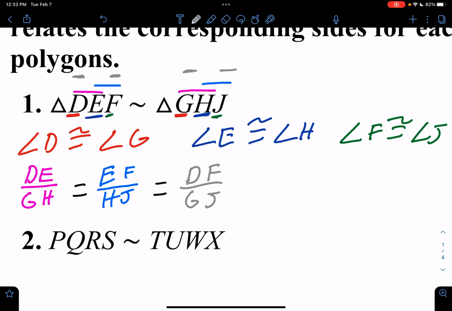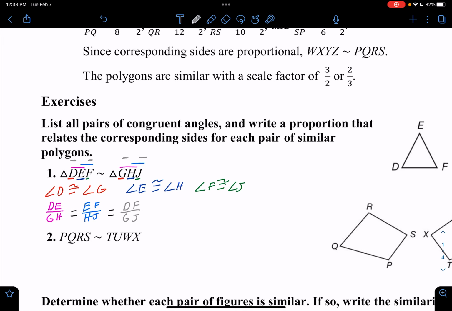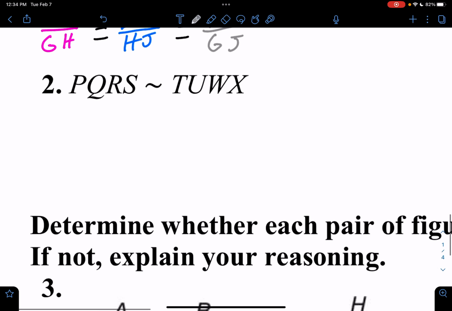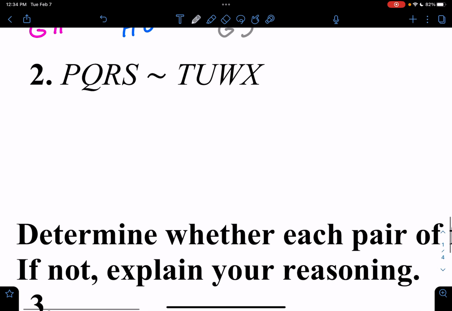And we're done writing our parts of congruent angles and proportion to the sides. So if it works like that for a triangle, it's going to work exactly the same for any other shape. So here we have a quadrilateral. I see that I have four angles. So I can just fire away because order matters.